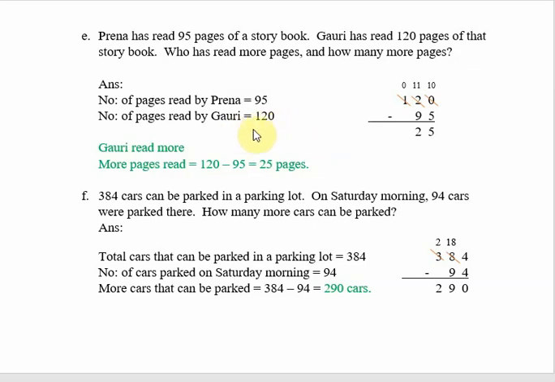So, who has read 120 pages? Gauri has read 120 pages. So, write the answer here: Gauri read more. And the next question is, how many pages more had she read? For that, we have to find the difference of 120 and 95. So, more pages read is equal to 120 minus 95. When you subtract, you will get the answer 25. So Gauri has read 25 more pages than Prerna.